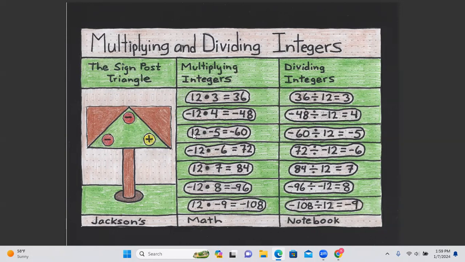So let's take a look at 12 times a negative 5 and why it will equal a negative 60. But with the help of our signpost triangle, we can come out with the right answer and be sure about it. So we'll just cover up the positive for positive 12, and we'll cover up the negative for negative 5. And here's what we have. We have a negative remaining, which means that our answer is going to be a negative 60.